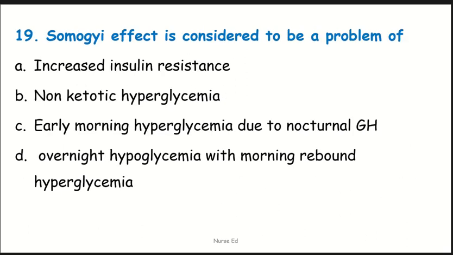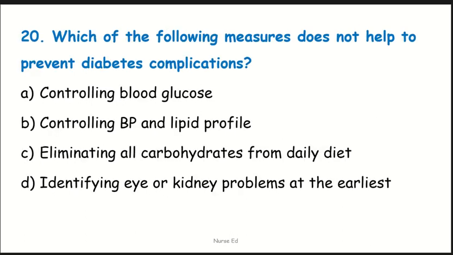Question number 19. Somogyi effect is considered to be a problem of option A, increased insulin resistance, option B, non-ketotic hyperglycemia, option C, early morning hyperglycemia due to nocturnal growth hormone, option D, overnight hyperglycemia with morning rebound hyperglycemia. And the right answer is, Somogyi effect is 2 to 3 a.m. hypoglycemia, which is overnight hypoglycemia with morning rebound hyperglycemia.